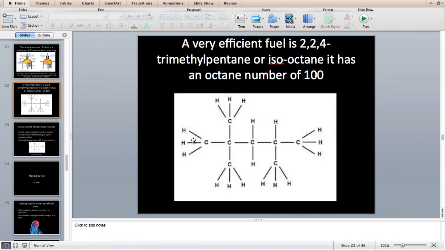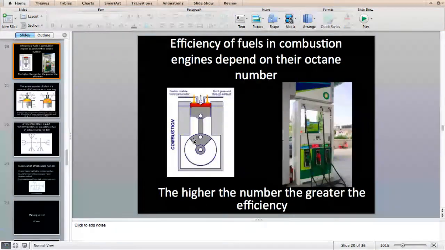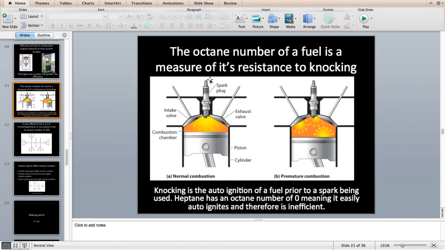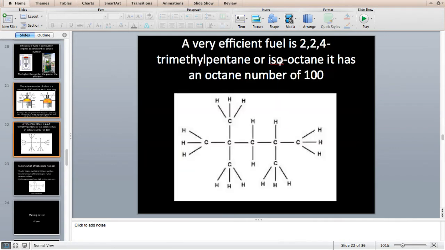So girls, there's your definition for octane number there. So your octane number is the measure of resistance to knocking. Knocking is auto-ignition of a fuel, okay? You don't want auto-ignition of a fuel. You want the fuel to only ignite when you're ready to use the car. Otherwise, it's a big waste and it's very, very dangerous, okay? So a high octane number means it's a good fuel. A low octane number means it's a bad fuel.